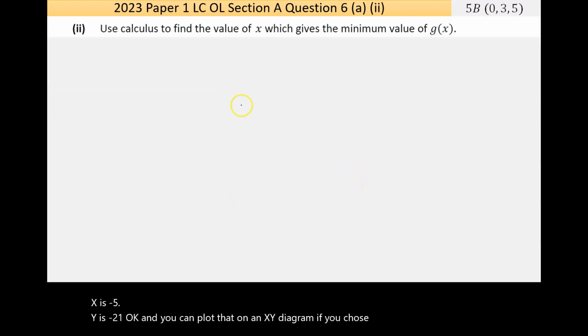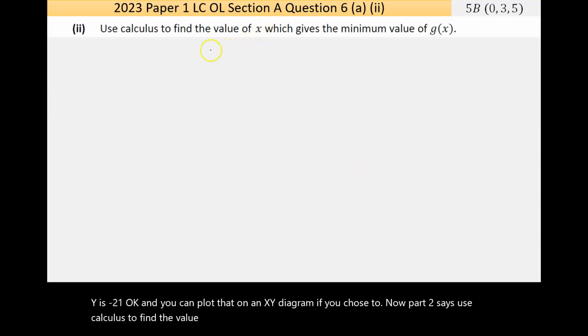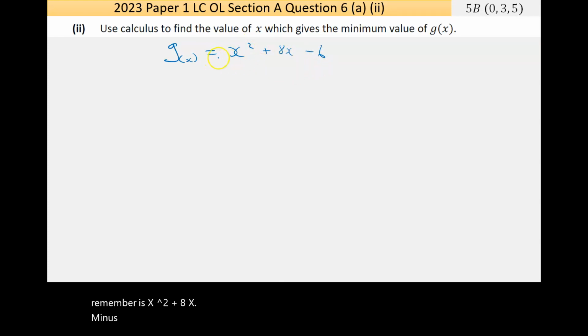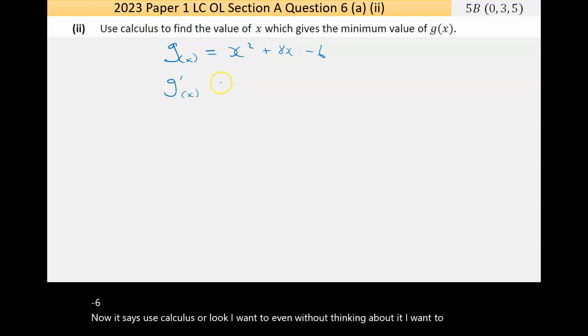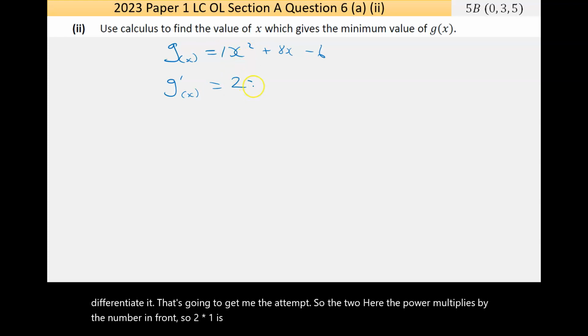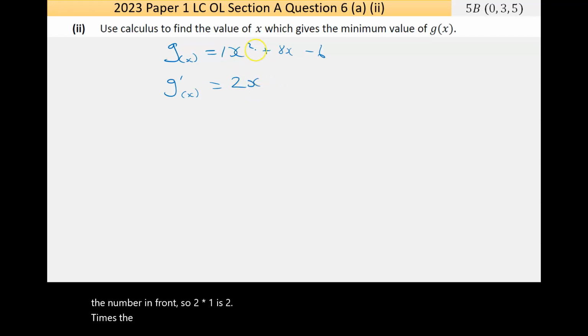Now, part 2 says use calculus to find the value of x which gives the minimum value of g of x. Now, g of x, I should remember, is x squared plus 8x minus 6. It says use calculus, so even without thinking about it, I'm going to differentiate it. That's going to get me the attempt. So the 2 here, the power, multiplies by the number in front. So 2 times 1 is 2, times the variable, take away 1 from the power, 2 take away 1 is 1. So x squared always differentiates to give 2x.